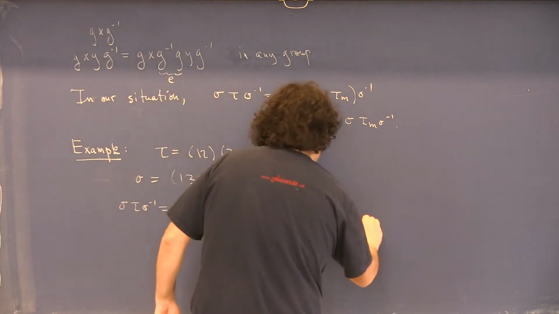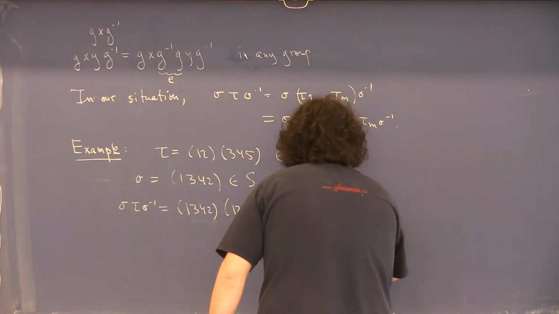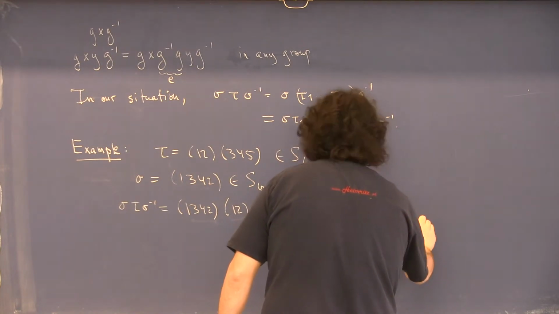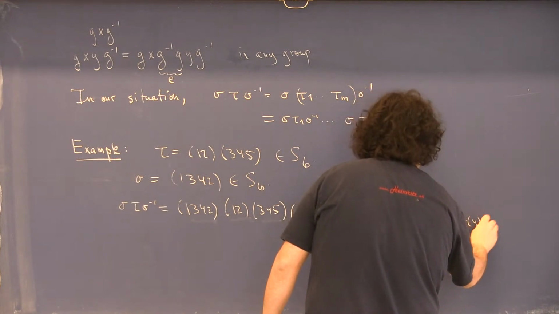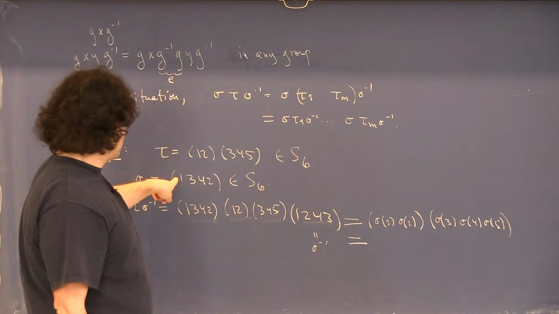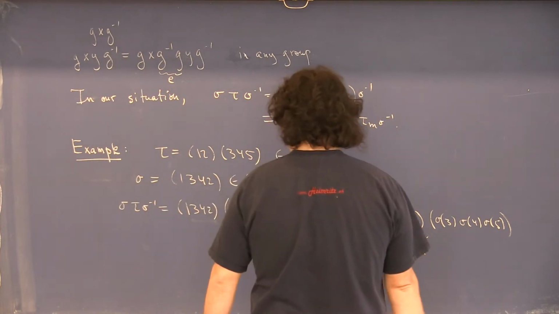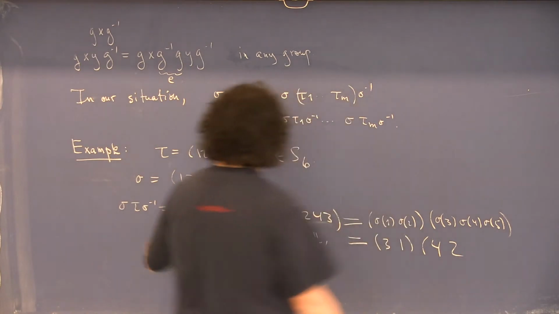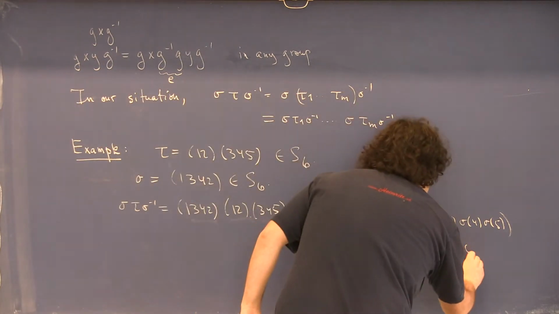And we'll get something, but we can also use what we learned above and just apply sigma inside. Let me write this out carefully so that you see what's going on. So I have (sigma of 1, sigma of 2), this 2-cycle, times the 3-cycle (sigma of 3, sigma of 4, sigma of 5). Then just by seeing what sigma is, sigma of 1 is 3, sigma of 2 is 1, sigma of 3 is 4, sigma of 4 is 2, and sigma of 5: 5 does not appear in the notation for sigma. That means that 5 is fixed by sigma. So sigma of 5 is 5.